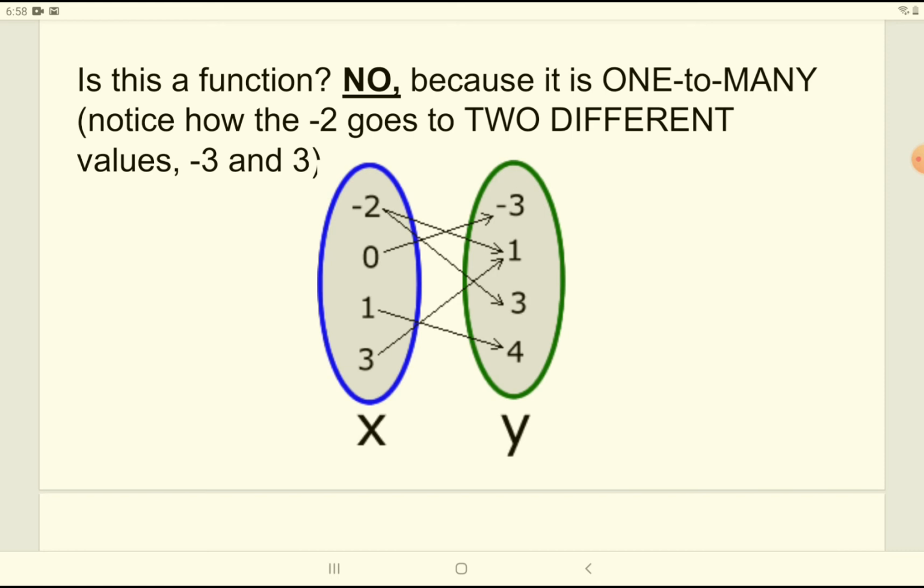That's a man having 2 girlfriends. That's chaos. That's chaotic, okay? That's 1 to many. This is not a function. This is not an exclusive relationship, all right?